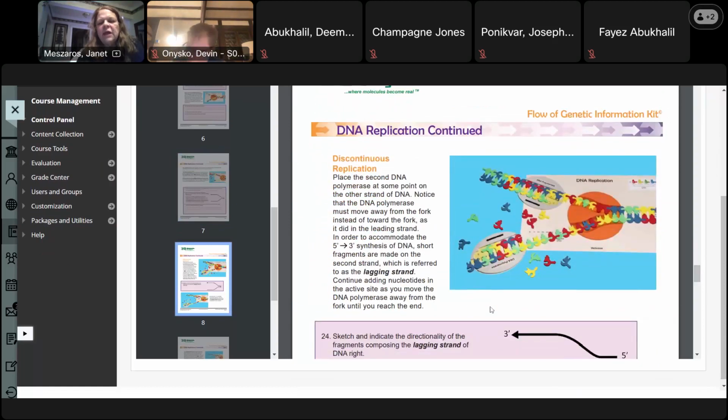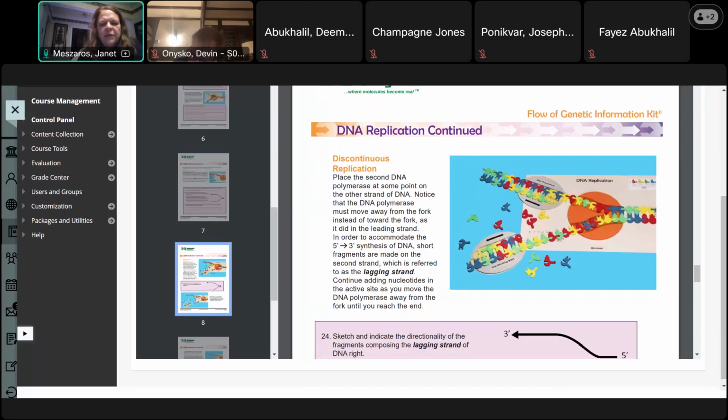Okay, so now we're going to do the bottom strand, the lagging strand. So, discontinuous replication. Place the second DNA polymerase at some point on the other strand of DNA. Notice that DNA polymerase must move away from the fork instead of toward it, meaning you're synthesizing this one going this way, whereas the leading strand was synthesized going this direction. Now the lagging strand is going to be going this direction in small segments.